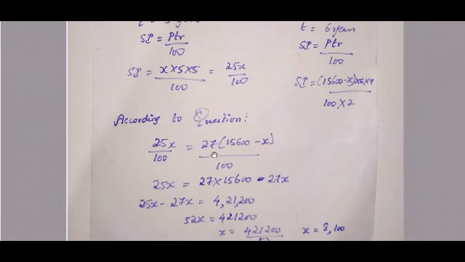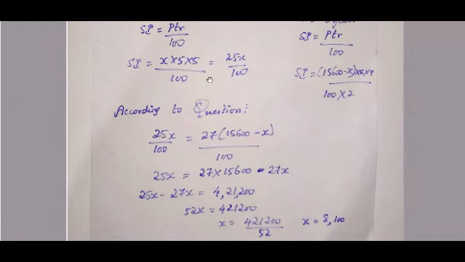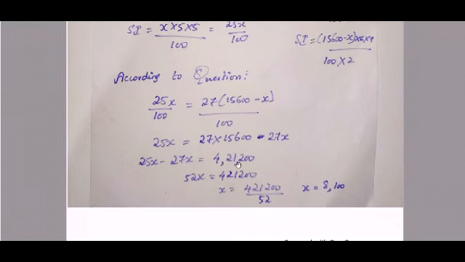Now when you look into the question, they are telling us case 1 is equal to case 2. So equation 1 is equal to equation 2. So 25x divided by 100 is equal to 2 3s are 6, 3 into 9 is 27 into 15,600 minus x divided by 100. You do not need to cross multiply. Here 100 and 100 get cancelled. So 25x is equal to 27 into 15,600 minus 27x.